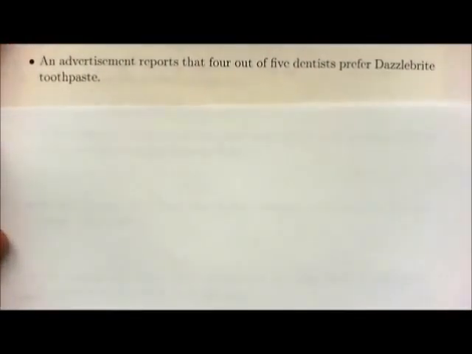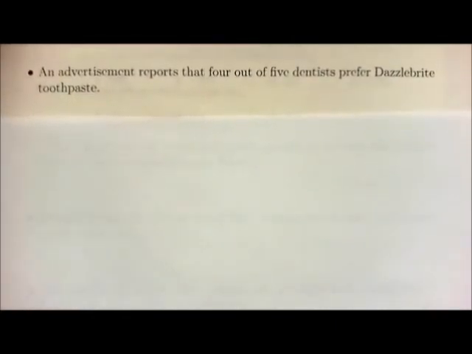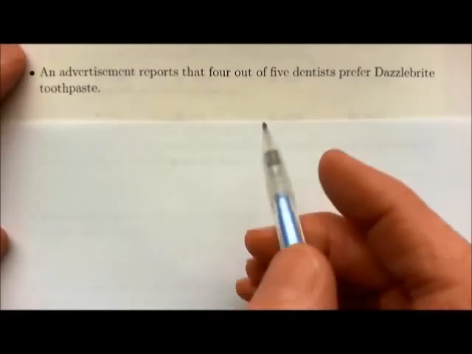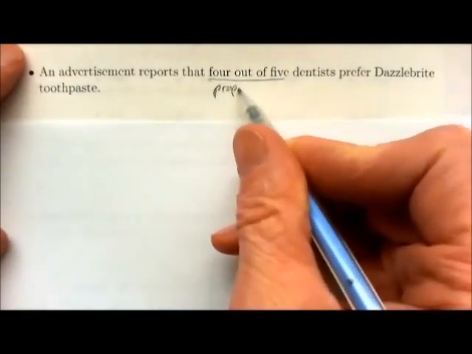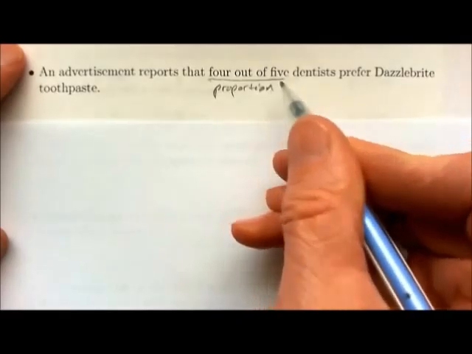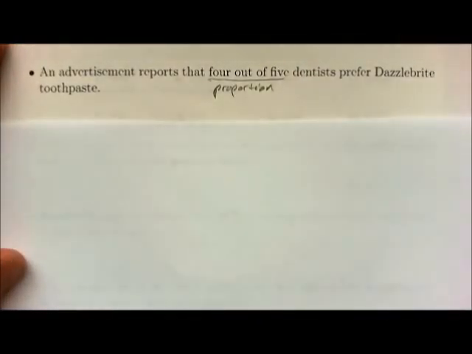This is the kind of thing you see every once in a while. You'll be watching television and you'll see an advertisement that says 4 out of 5 dentists prefer Dazzle Bright toothpaste. To determine whether this is estimation or testing, for estimation we look to see if a proportion or a mean has been stated. Right here, 4 out of 5 is a proportion. So that indicates this is probably a situation of estimating.